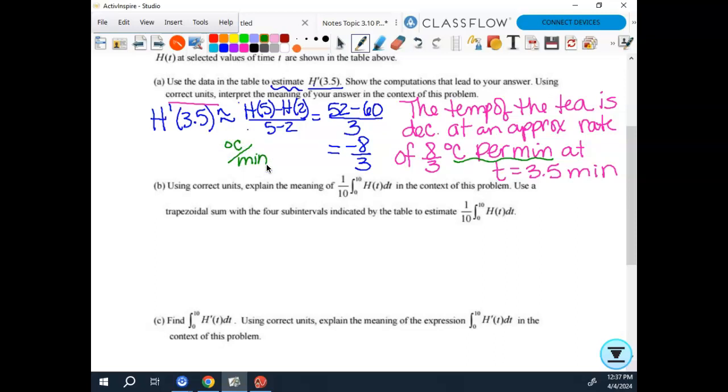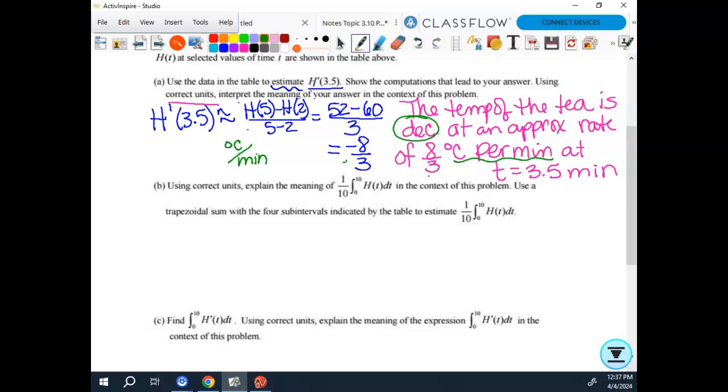But notice, this is what I want to make sure you notice. I got a negative 8.3. Did I put a negative 8.3 right here? No, because I put decreasing, right? So you need to say if it's increasing or decreasing. You can't just leave it. You have to be very specific about these things. Okay? What questions you got?